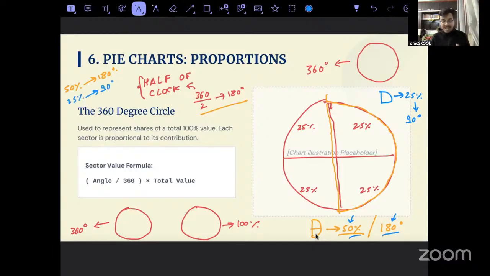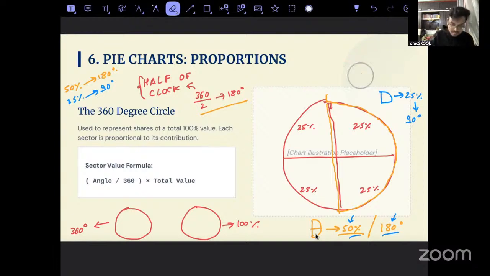So what is happening here? In simple words, what we are doing is, let me erase this. Sorry. What we are doing here is representing percentage in the form of degrees. Why I'm explaining this is because sometimes you might get a pie chart in CAT. We have got it in CAT as well.